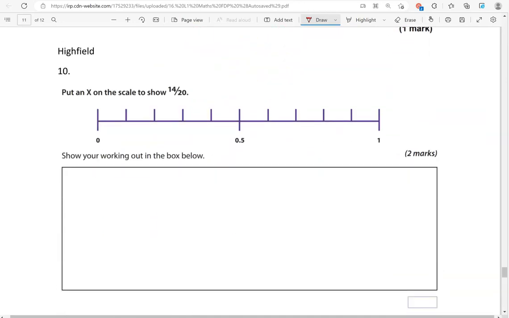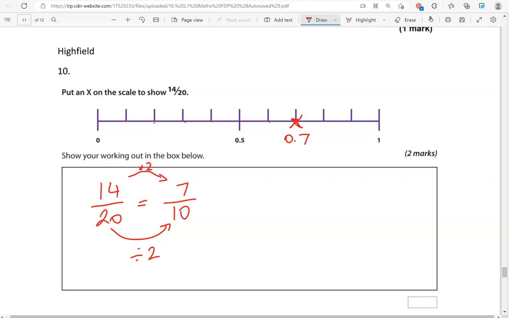Put an X on the scale to show 14/20. There are different ways we could do this. The scale is split into 10 equal parts, whereas what we have is 14/20. To get from 20 to 10 we divide by 2, so we need to do the same to the 14, which gives us 7. So we go 1, 2, 3, 4, 5, 6, 7. That's where 0.7 would be.